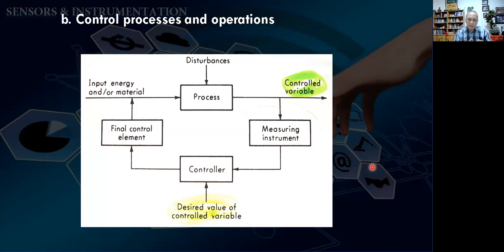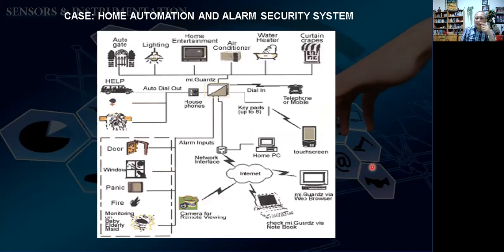This is similar to my block diagram before, but the shape and orientation are a bit different, though actually it is the same. The sensor is fed back to the controller, and the controller compares the desired value and the real value, and then gives it to a final control element so that it can do something with the process, yeah? And then this is like a home automation.